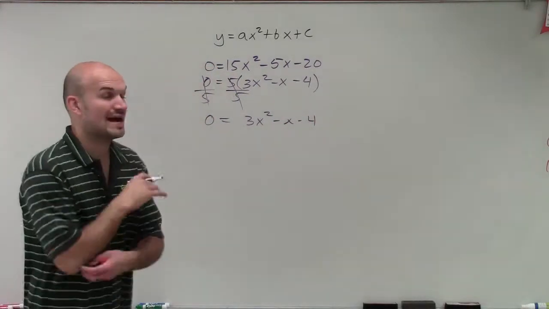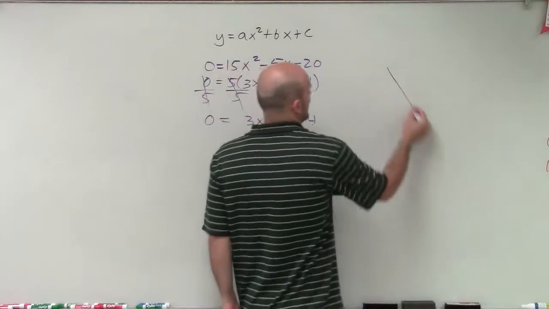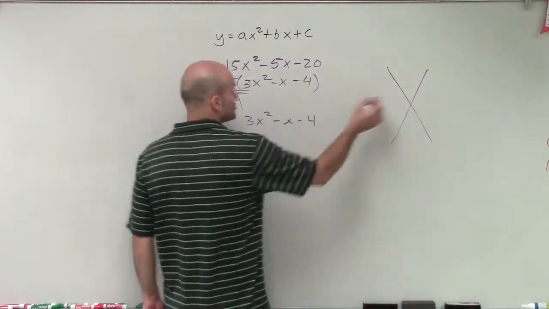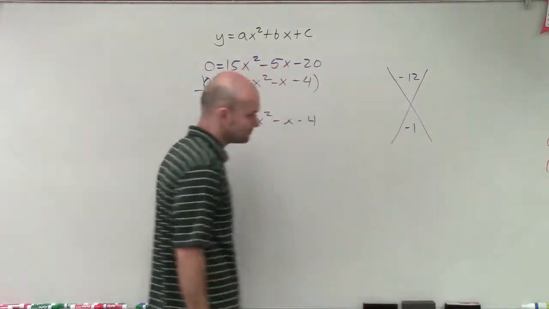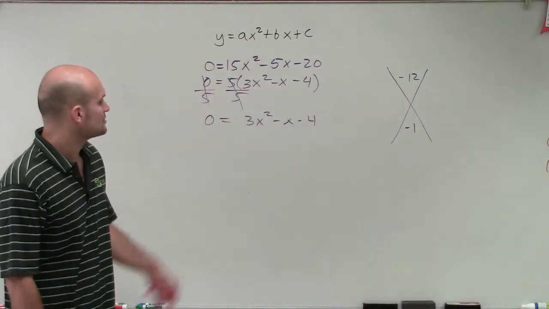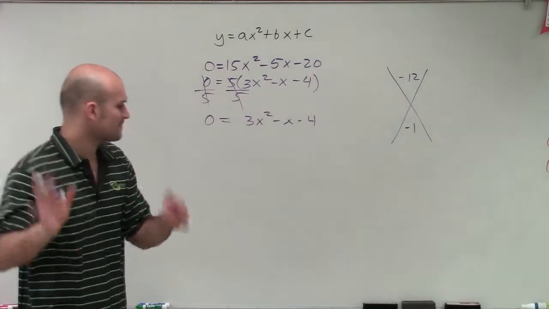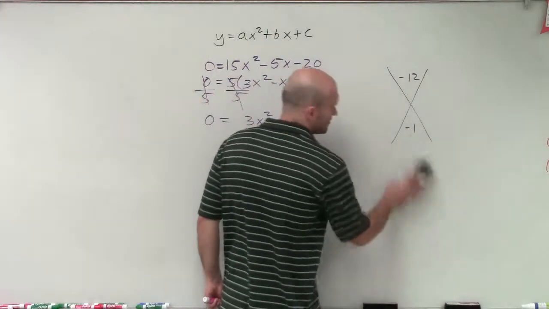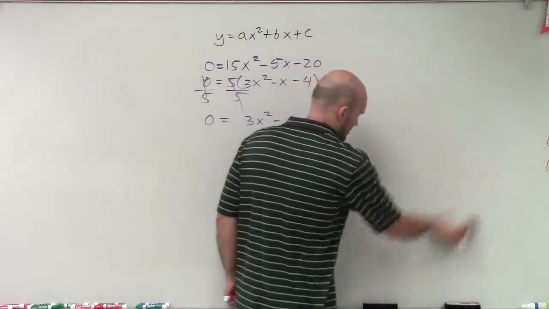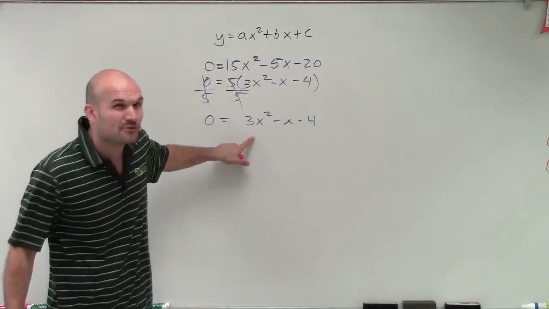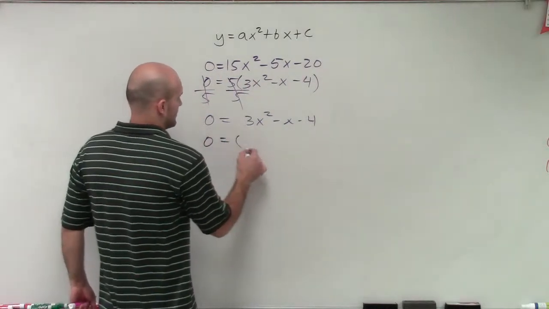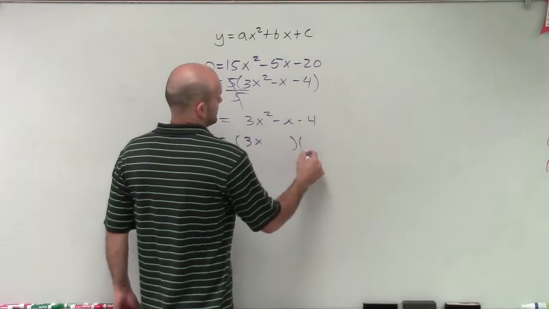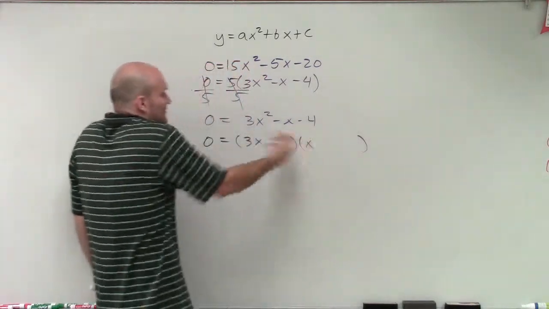Now, remember, we can use our AC method, which means I'm going to multiply my a times my c, which will be a negative 12. And then it gives me negative 1. So actually, you know what? Let's not use that method. Let's go through this quicker, because I've already showed you that method. And let's do this quicker, because we have a 3. And our 3, we know that the only two factors for 3 are going to be 3x and x. It has to be 3x times x.